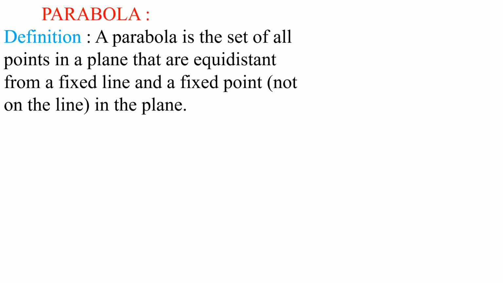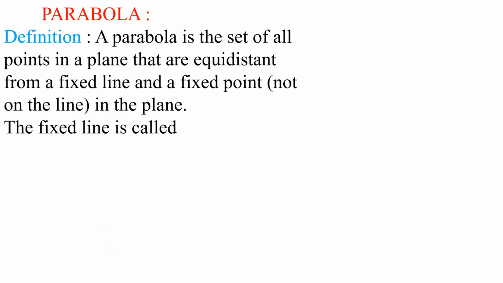Do you remember the definition of a circle, my children? The set of all points in a plane which are equidistant from a fixed point in the plane. Yes or no, my children? Now come to the definition of a parabola. A parabola is a set of all points in a plane that are equidistant from a fixed line and a fixed point, and that fixed point should not be on the line, in the same plane. Understood this definition, my children?